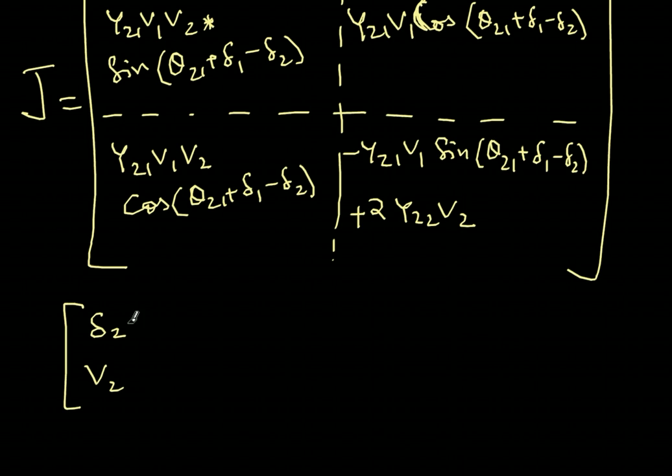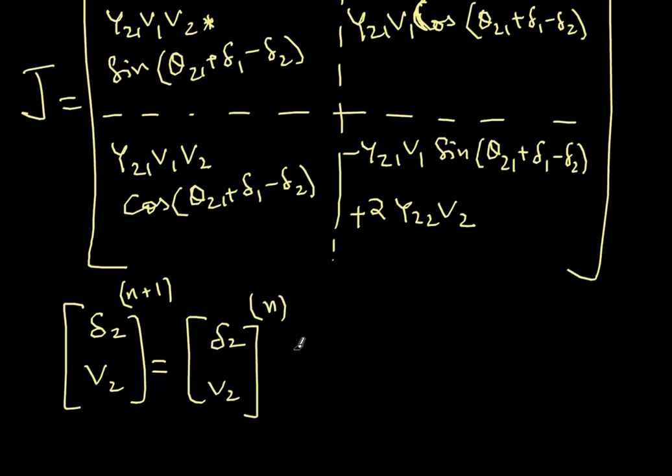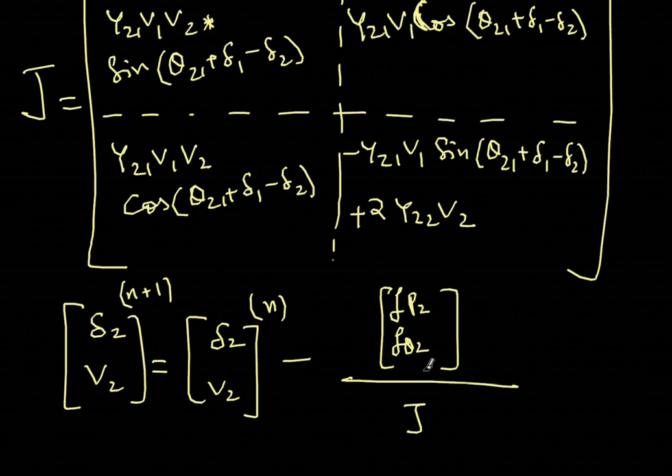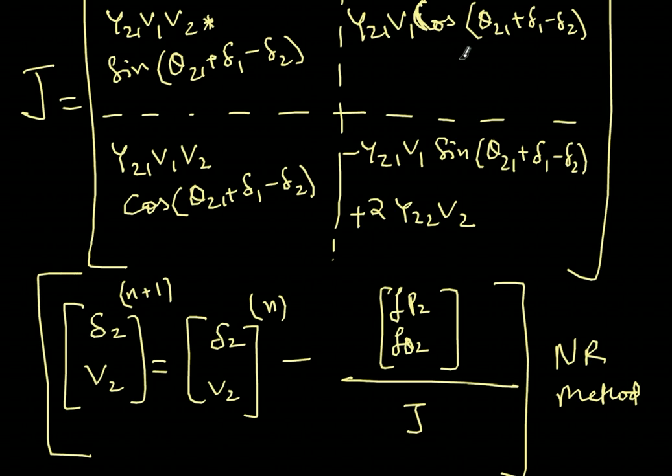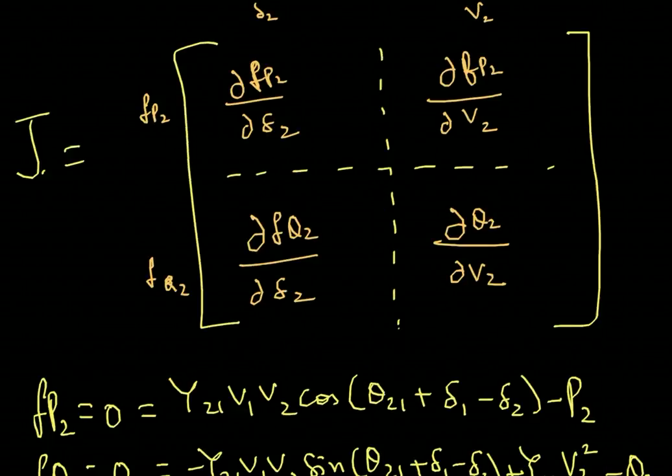So the new values of delta 2 and V2 are nothing but the old values of delta 2 and V2. So the n plus 1 iteration is equal to the nth iteration minus F, that is this, which I define as a matrix FP2 FQ2, divided by the Jacobian matrix. So this is my NR method. Let's implement this using MATLAB, solve it, and find out the values for the system that is given above.